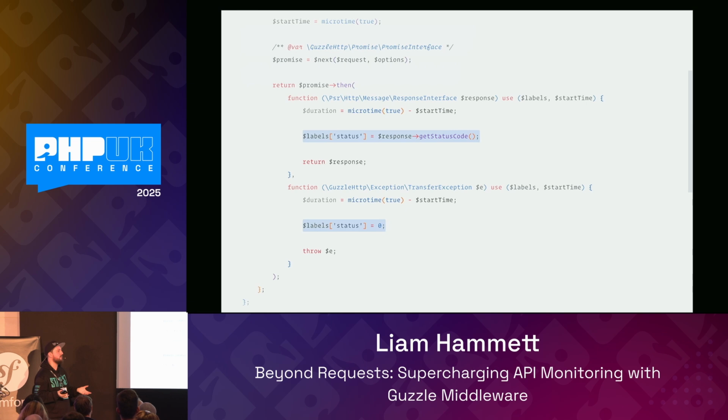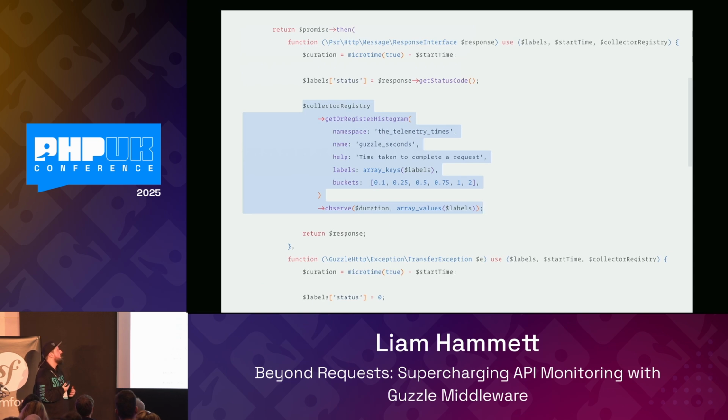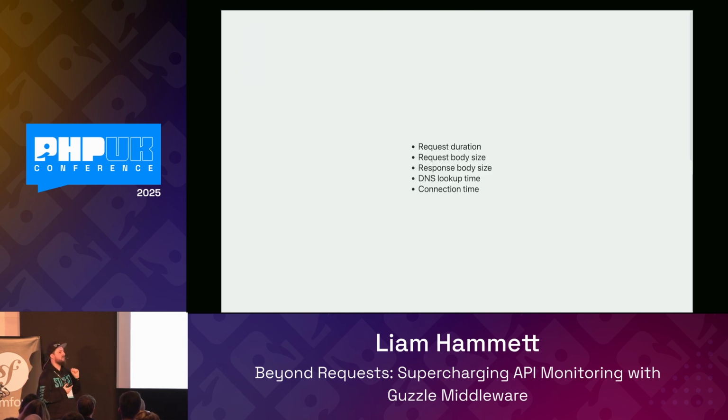We can also add on labels once we've got the response, because being able to filter by the status code that we got in a response is really helpful. And then we can start to record this data. So this is the same code as before. We're observing the duration. We're giving it a bunch of labels. And that's really helpful. But you can't just stop there on that one thing.